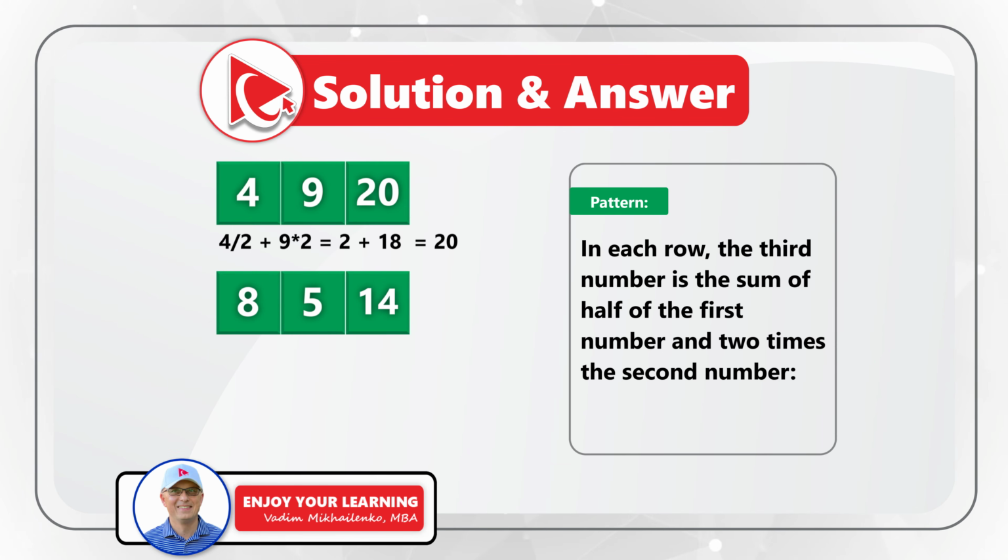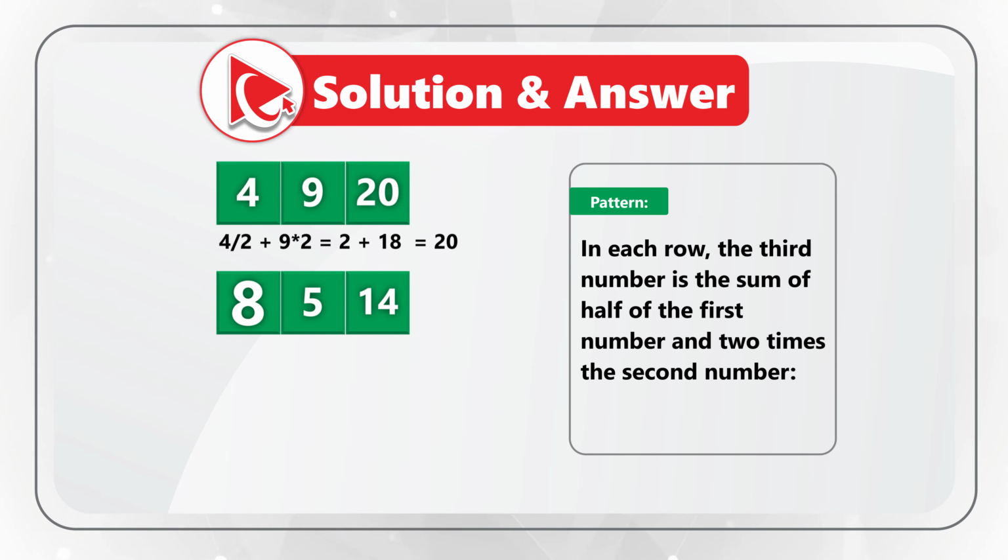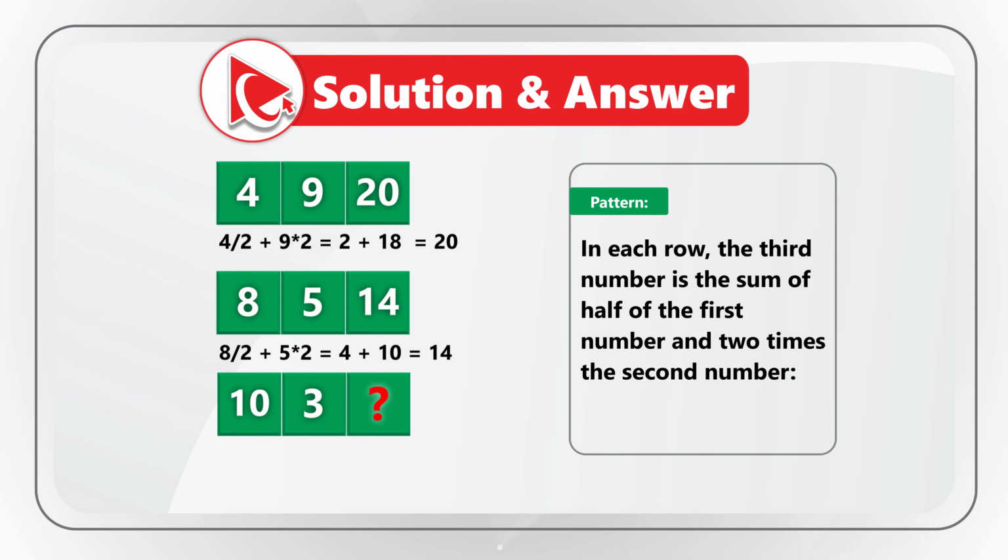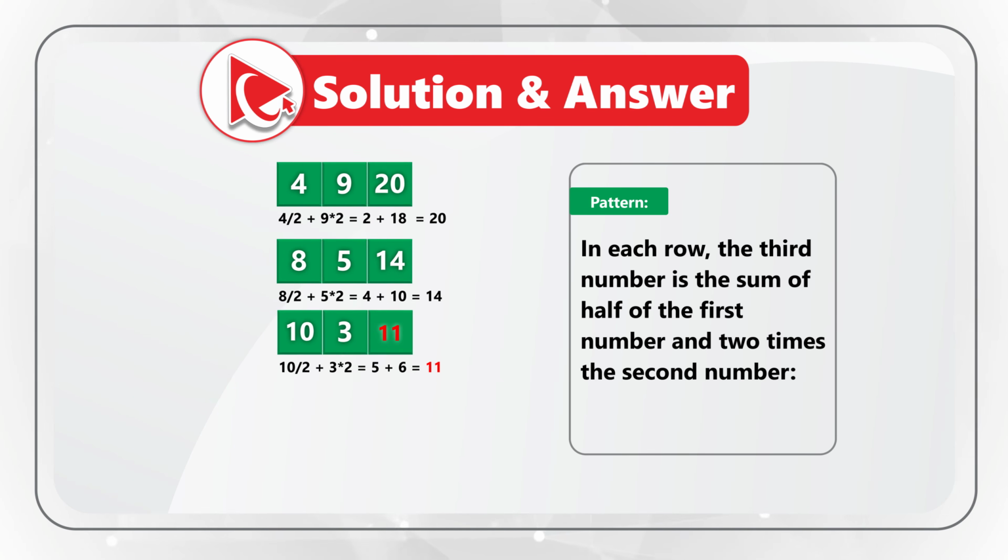Second row contains numbers 8, 5, and 14. 8 divided by 2 plus 5 multiplied by 2 equals 4 plus 10 and equals 14. And now we are ready to calculate the missing number. 10 divided by 2 plus 3 multiplied by 2 equals 5 plus 6 and equals 11. So the correct choice here is choice B, 11.